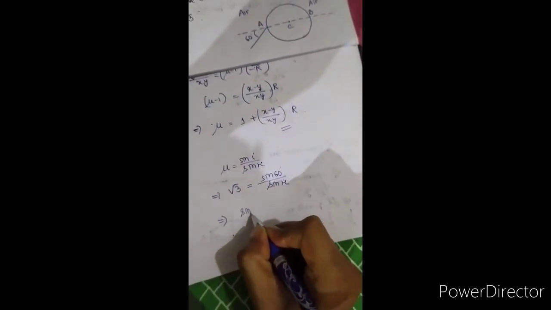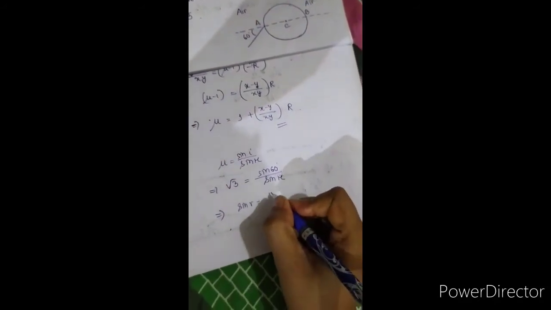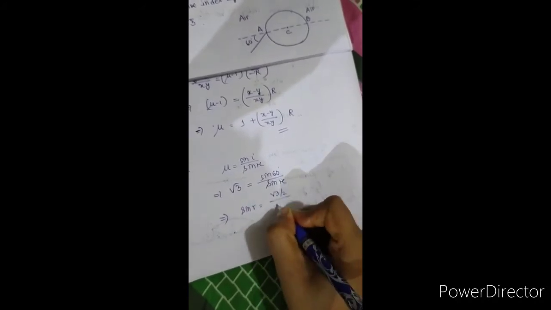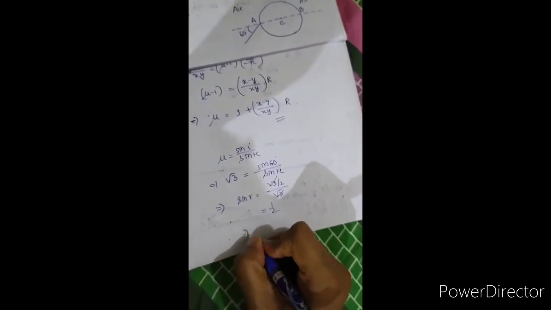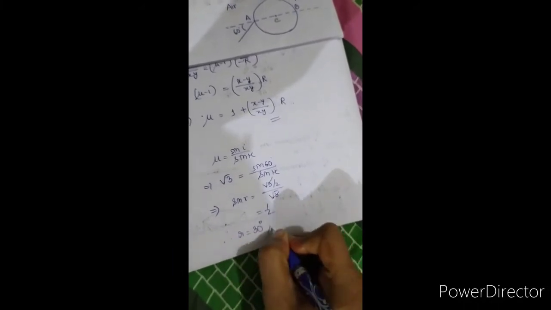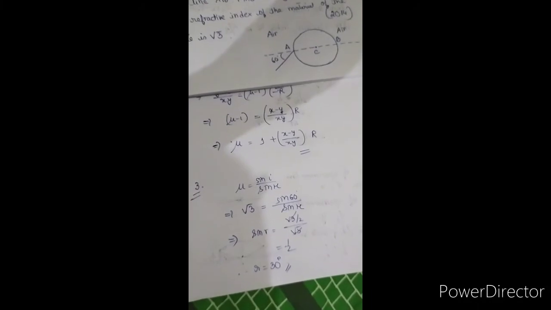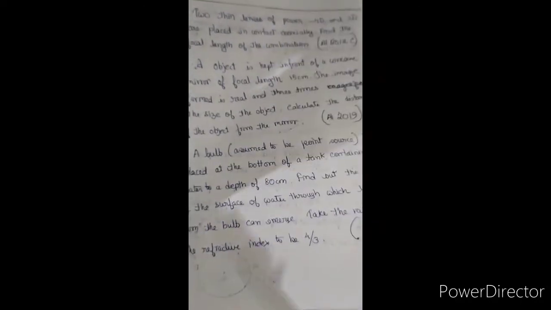So to calculate R, sine R will be equal to sine 60, which is √3 by 2, divided by √3. So this will cancel out. It will be half. So R will be equal to 30 degrees. So this will be my answer. This is very easy to solve. All these questions, whatever I will be discussing today, are from board questions.